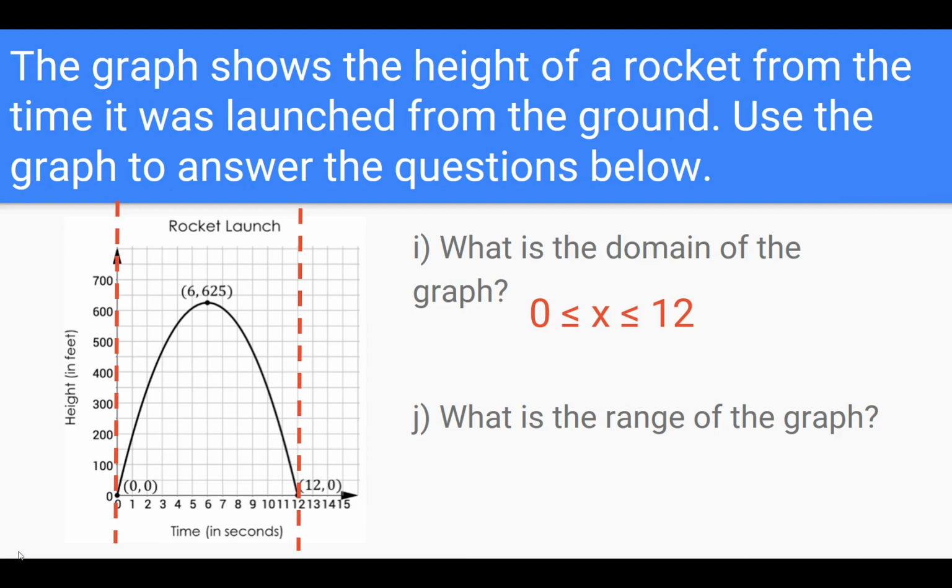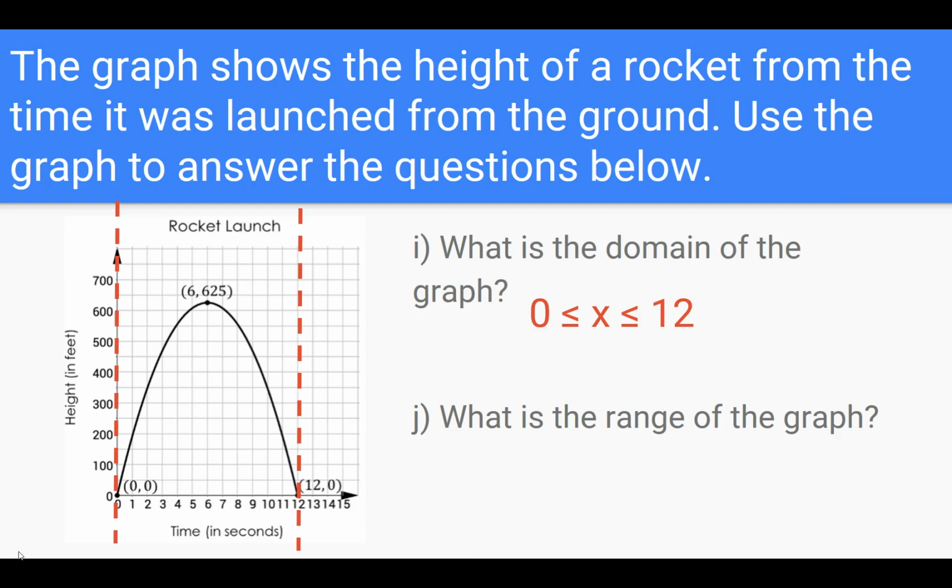Do we have to put the endpoints too, like 0? Yes, because they are part of the function. 0 is where it starts, 12 is where it stops. How did you get the domain again? Domain is your x's. So I drew a line where my x's started and where my x's stopped. I drew those lines through the x-axis, so it went from 0 to 12.